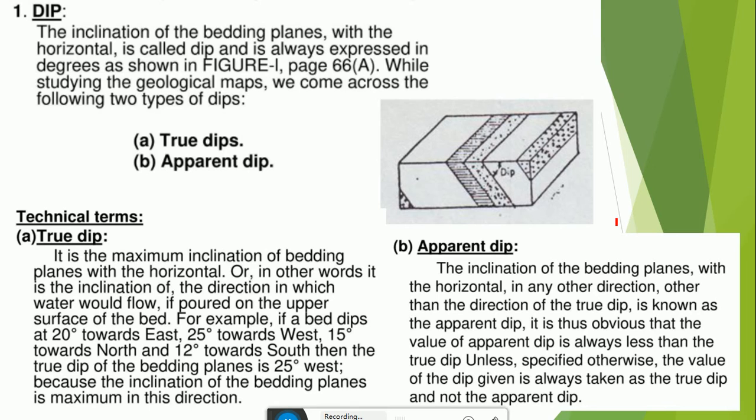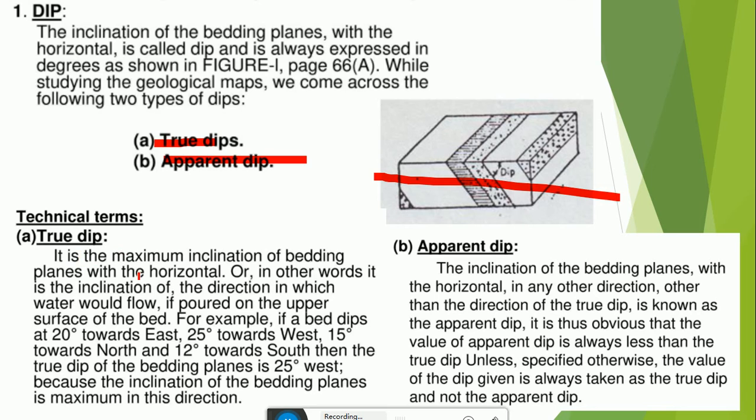Dip and upper and dip. Here, the dip, the inclination of the bedding planes with the horizontal, is called the dip and is always expressed in degrees, as shown in figure 1. While studying geological maps, we come across the following two terms: true dip and apparent dip.